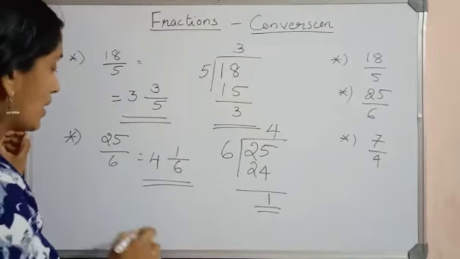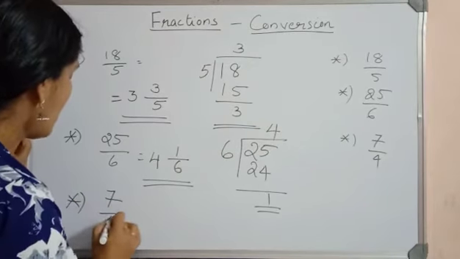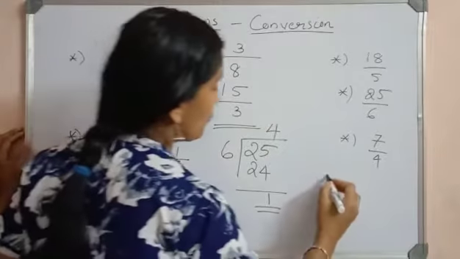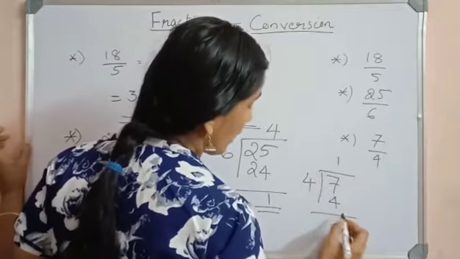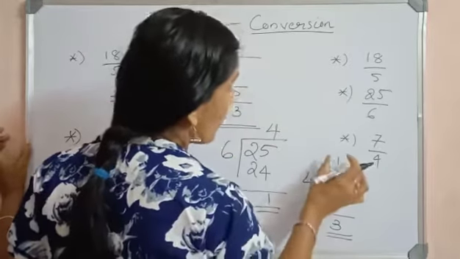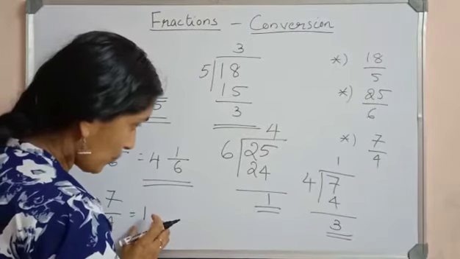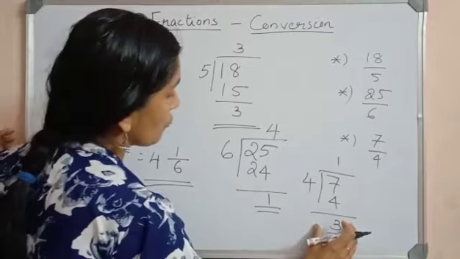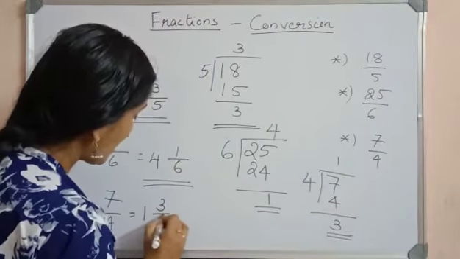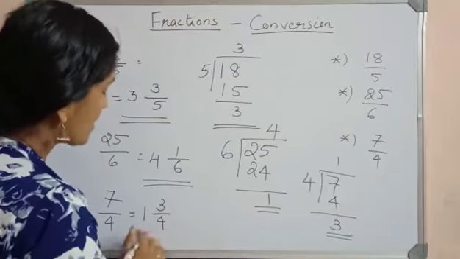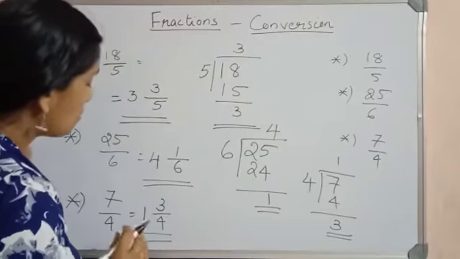Now look at the next one, the last question, that is 7 by 4. When you divide 7 by 4, we can say that 4 ones are 4, the remainder is 3. Only 1 4 is present in 7. So we'll write this as 1. The quotient will be written first. Then how much part is left out? 3 part out of 4 is left out. So we'll write this as 3 by 4 because this is the remainder. And this is how you need to convert the improper fractions into mixed fractions.